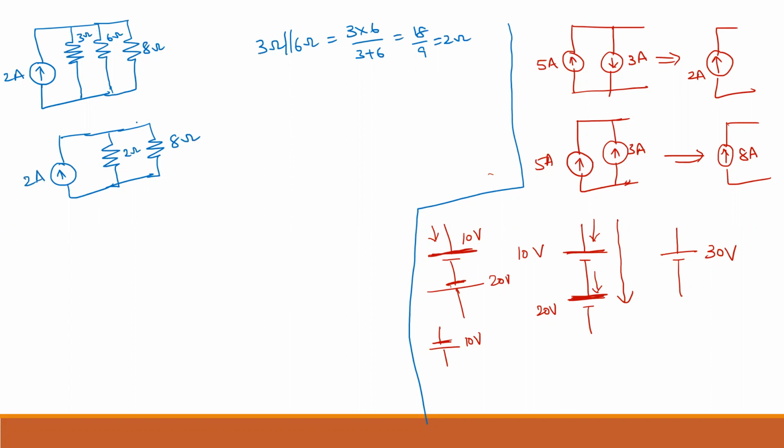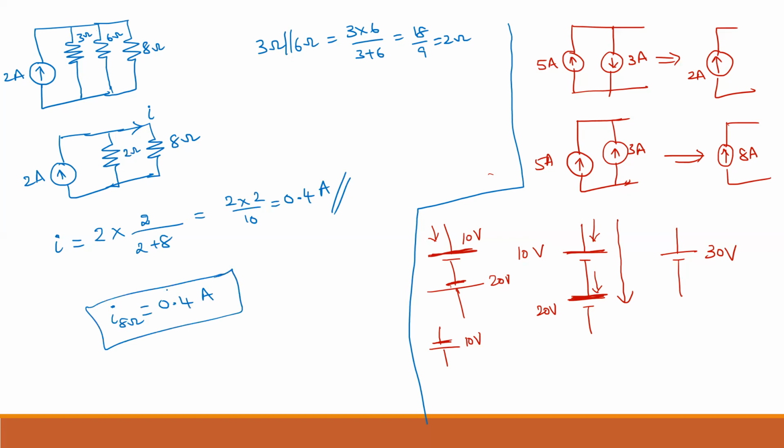Now, if I want to know the current flowing through the 8 ohm, that is what I want to find, Ix or current I. You know the current division rule. What is the formula? Just to recall, total current into opposite resistance by the sum. What is opposite to this 8 ohm? Opposite is 2. 2 divided by 2 plus 8. You will get 2 into 2 by 10, which is 0.4 amperes. So the current flowing through the 8 ohm resistor is 0.4 amperes.